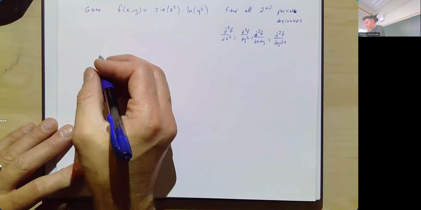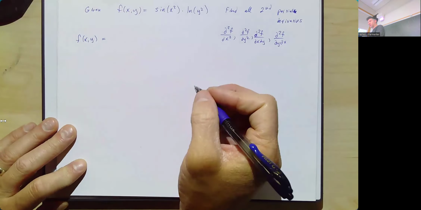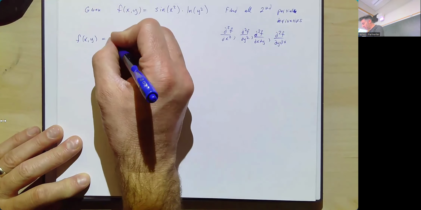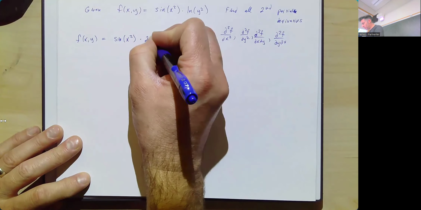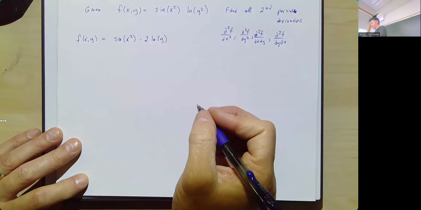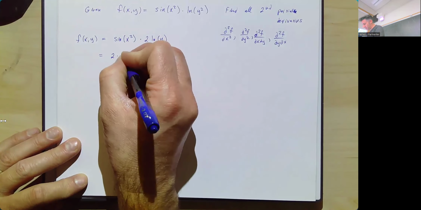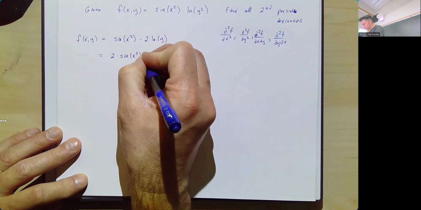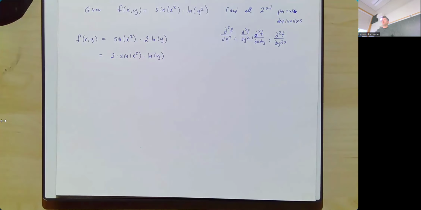So before I even find any first partials, I would probably choose to make the following adjustment. I would rewrite my function as sine of x squared times 2 natural log of y. And I would probably even bring that 2 out in front, as 2 times sine of x squared times natural log of y. It's not required, but I do think it makes it a little bit easier. Even if you didn't do that, your answer should come out the same either way.